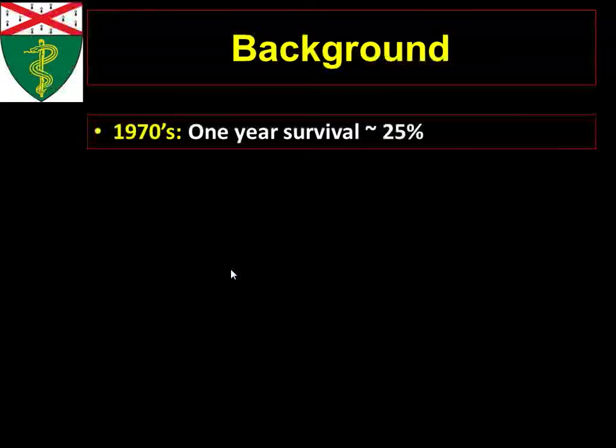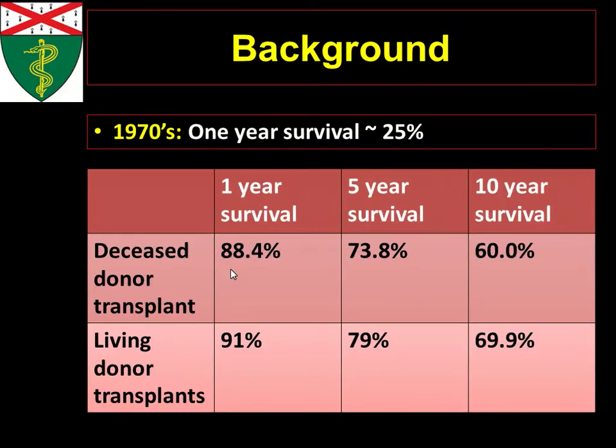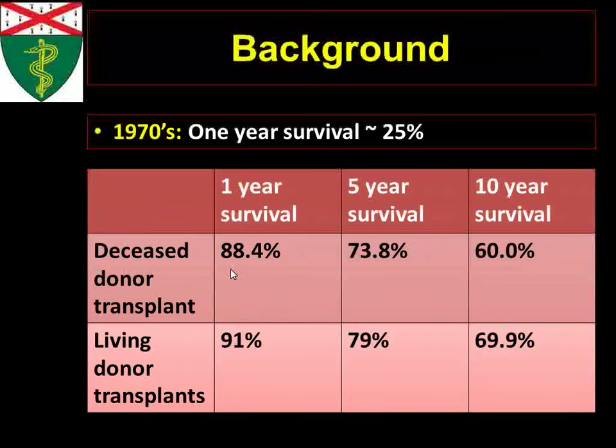So we started doing these in the 70s. The one-year survival was 25%. That's dismal. We've gone a lot better since then. So both in deceased and living donor transplant, survival has improved dramatically. One-year survival is up to 90%. Ten-year survival, not great, but at 60 and 70%, we're getting there. We're getting to the point where we want to be.